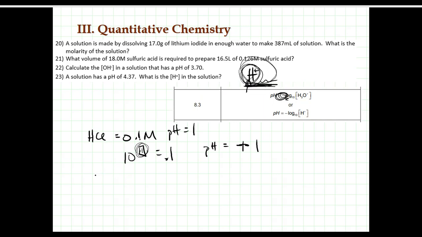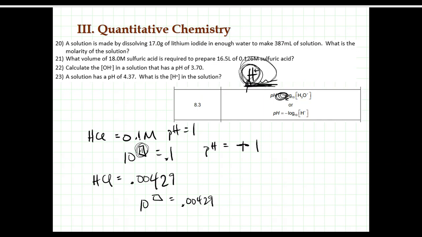So let's say that we had some other hydrochloric acid and it had a concentration of maybe 0.00429. So 10 to what power is going to give us 0.00429? I have no idea. I can't do that in my head. And so I have a calculator. Click the log button, plug in 0.00429, log, turn your calculator on.